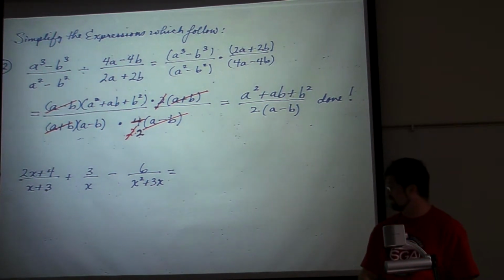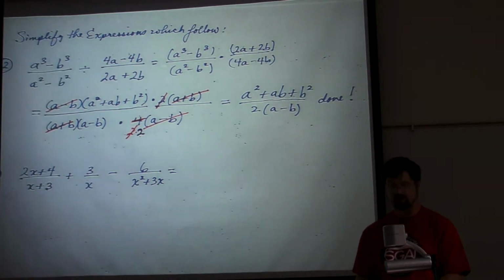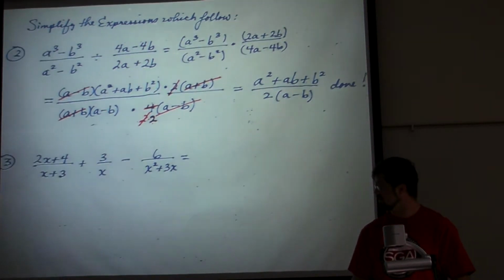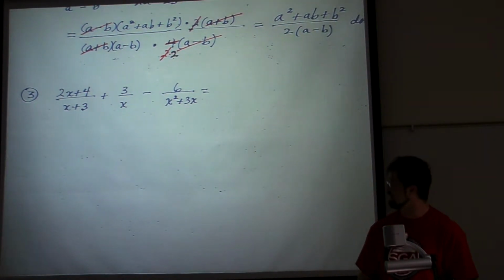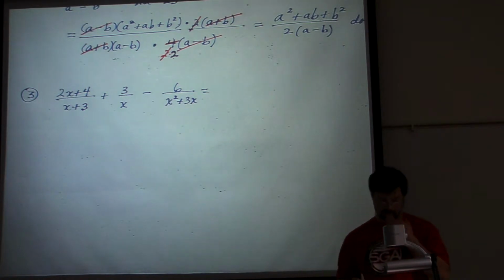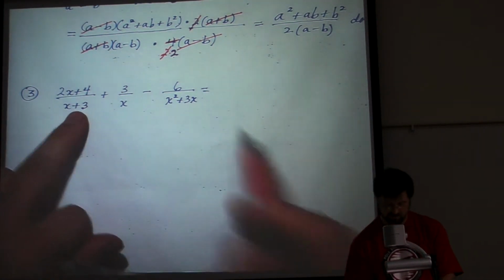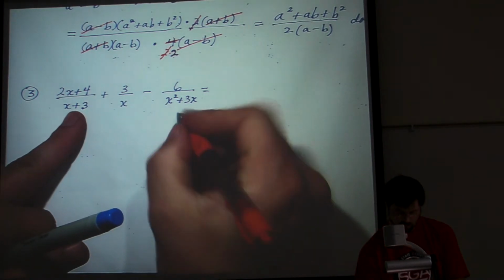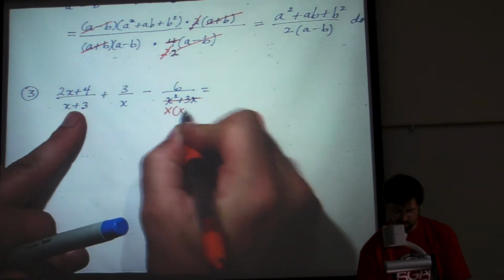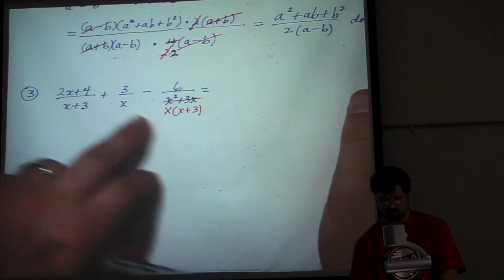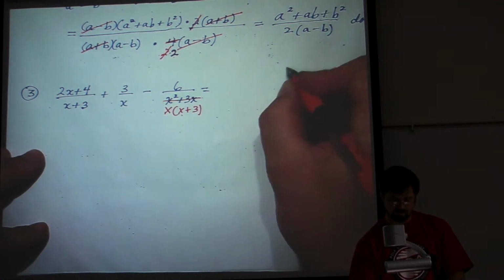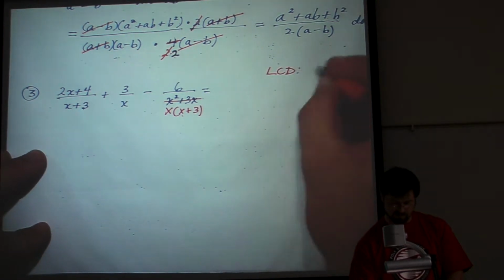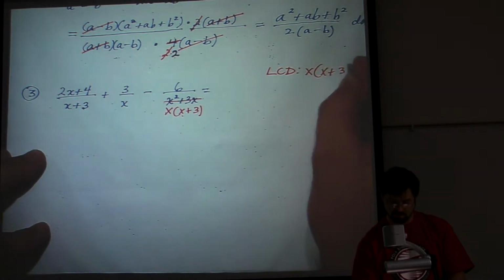All right, the second one I have for you here. The first one was division. We know division and multiplication are easier because with addition and subtraction, there's some preliminary work. We have to find a common denominator. So I'm looking at this, this, and this. This is really x times x plus 3. And since x is present in that, x plus 3 is present in that, my LCD is x times x plus 3.